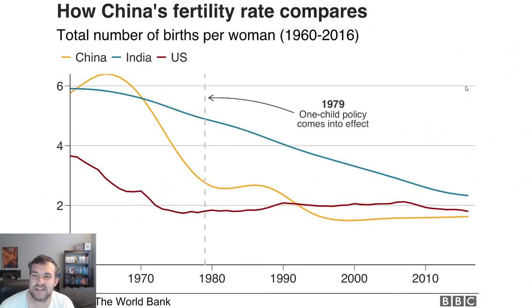And then how China's fertility rate compares. Yeah, so as China becomes more industrialized, they're going to start looking more and more like the Western world. They're going to be getting that stage 4 of the demographic transition model, and their birth rate's just going to sort of naturally fall off as well.